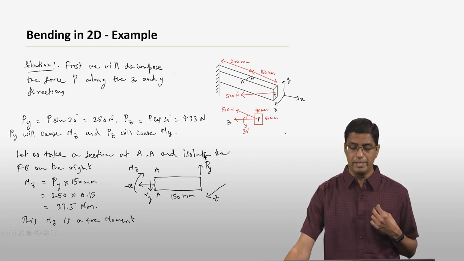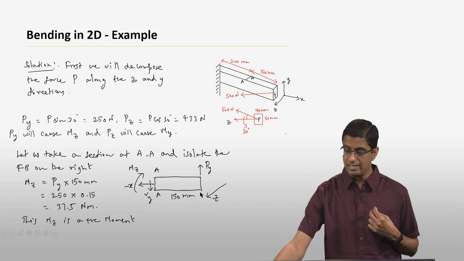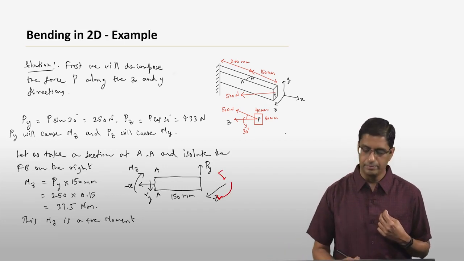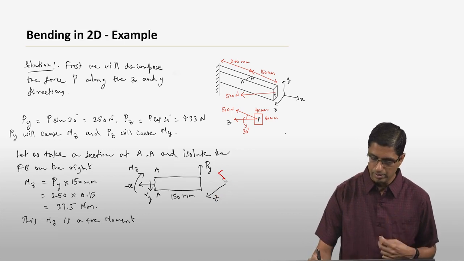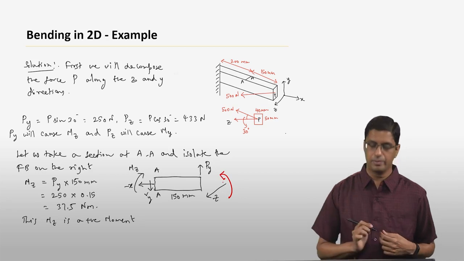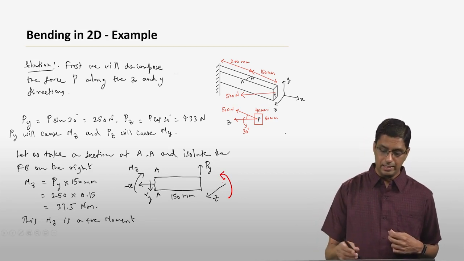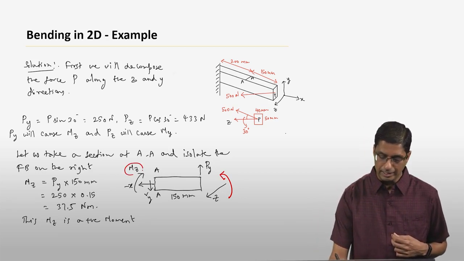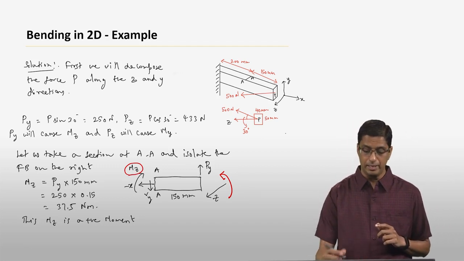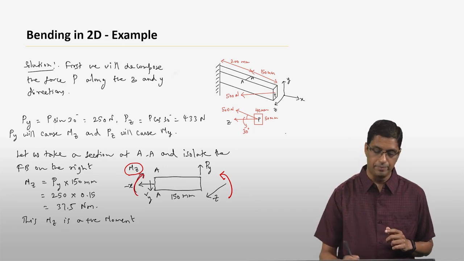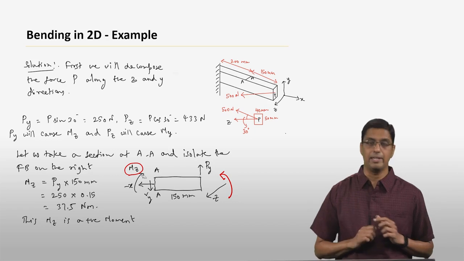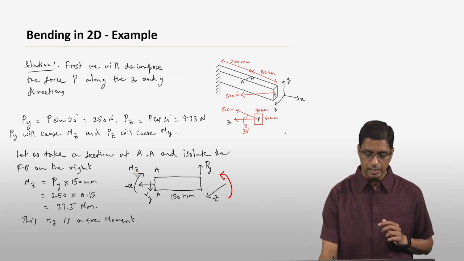If Py is acting this way, it essentially has a tendency to rotate the beam that way. Let me just draw this again. So it is going to rotate the beam that way, which means that the resultant moment, the internal moment Mz, has to oppose that. So this is going to be the direction of Mz. That is why it is drawn in that direction.